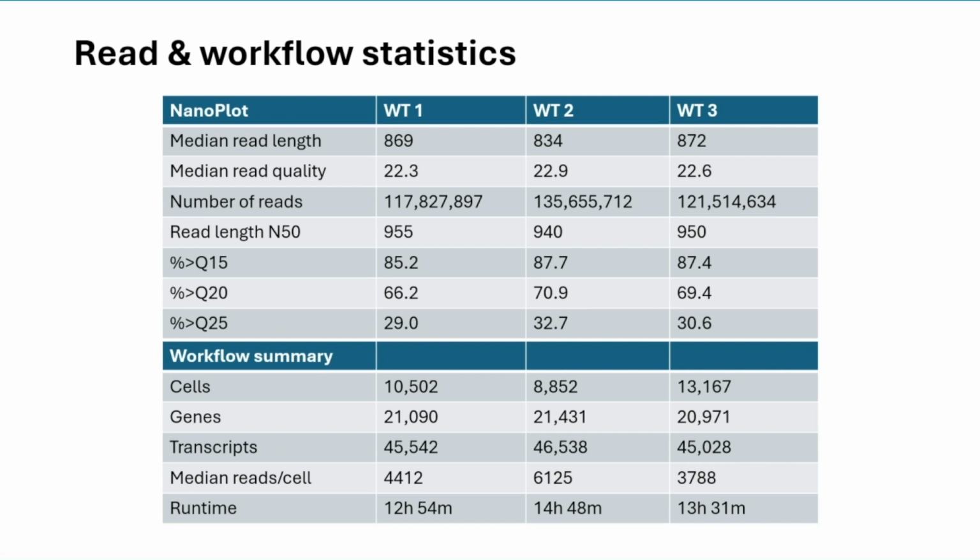And then finally, from ONT's workflow, it will tell you how many high quality barcodes it has identified, or number of cells. And we can see for each sample it is around 10,000. So that's on target. And then we get the expected number of genes and transcripts. And again, you'll notice median reads per cell is pretty low, but it is enough for us to detect the cell types that we expect, which I'll get into.